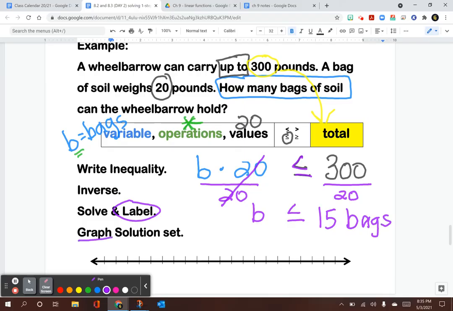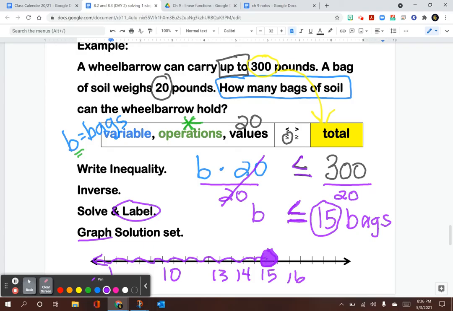I'm going to graph this to show my solution. Starting around 13, 14, 15, maybe even 16 on the number line, my solutions start at 15. They include 15 because that would be exactly the 300-pound weight limit. Otherwise, I better go less than 15 bags. I could carry 13. I could carry 10 bags. I could even put one bag or half of a bag. But I definitely don't want to go over 15 bags because I risk busting the wheelbarrow.